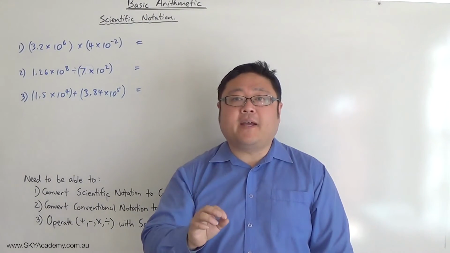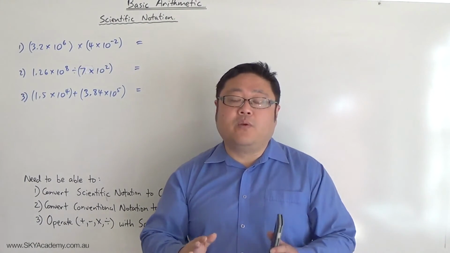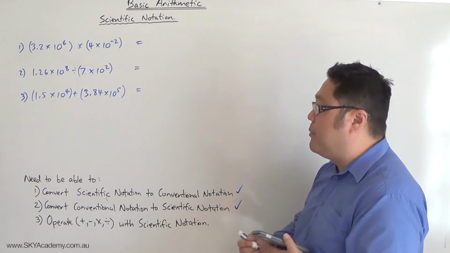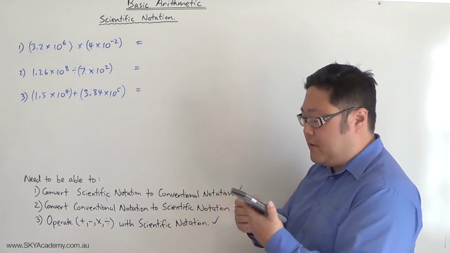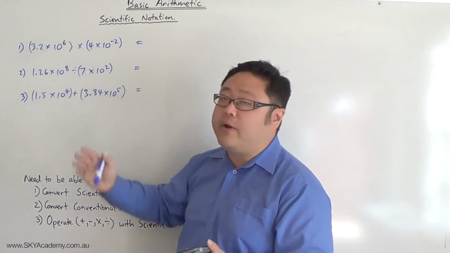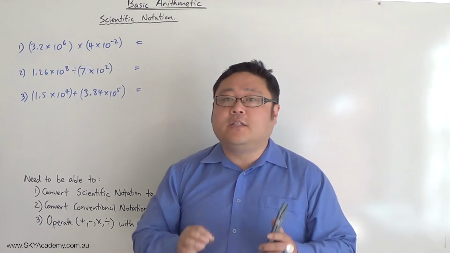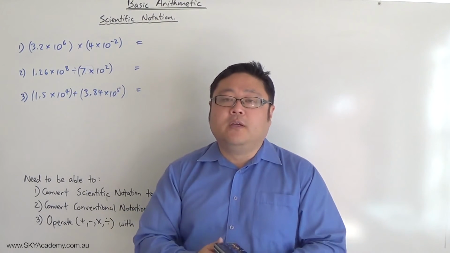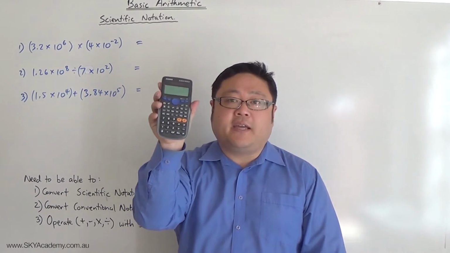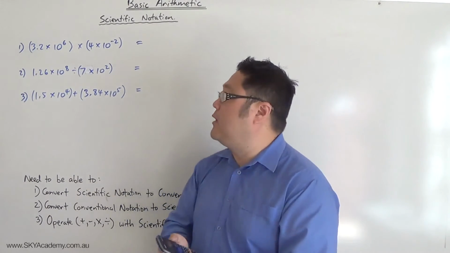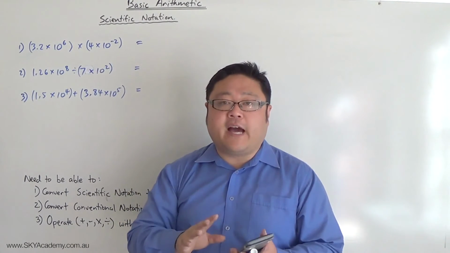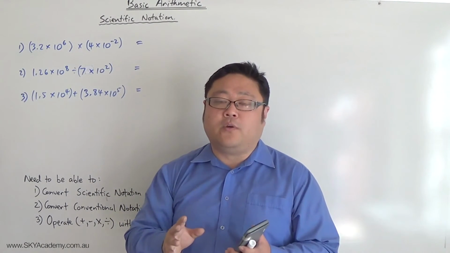Hi, welcome back. Now the next type of question that we want to be doing with scientific notation is being able to do operations with scientific notation. Okay. Now in terms of doing operations with scientific notation, I've got 3 questions up on the board, and to do them it's really simple. You basically just operate on your calculator. Just punch the numbers into your calculator and your calculator will do the job for you.